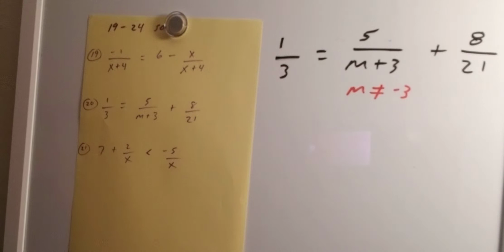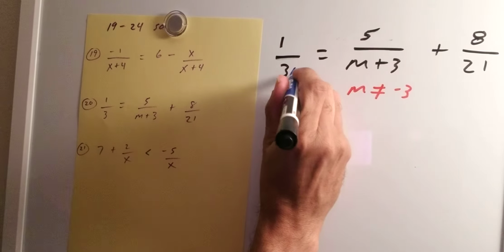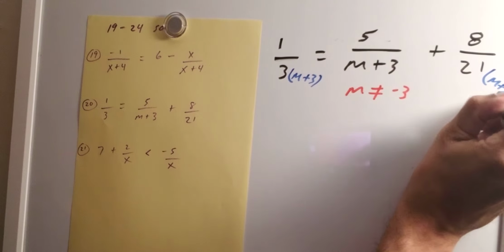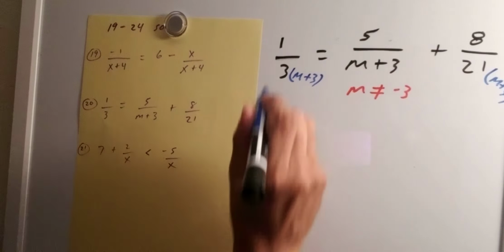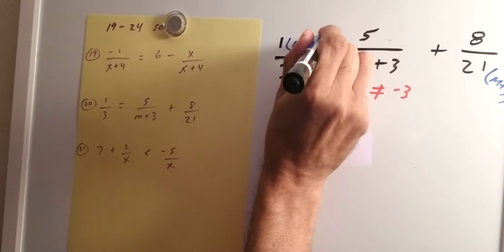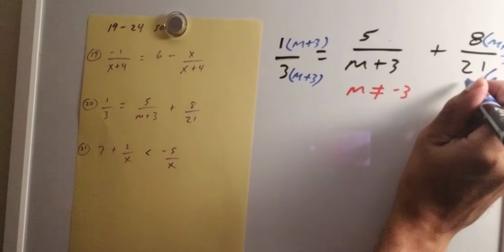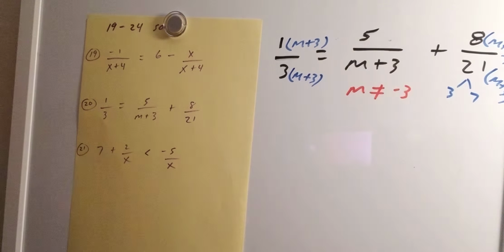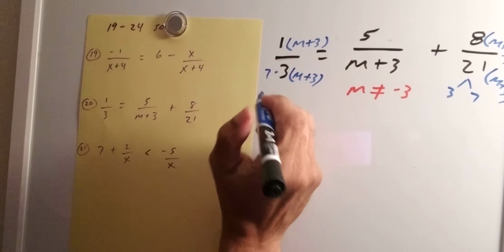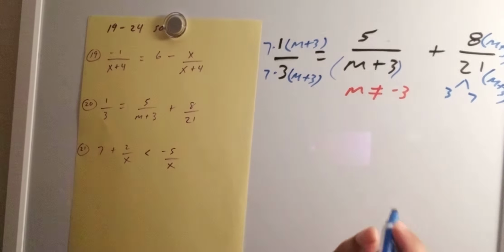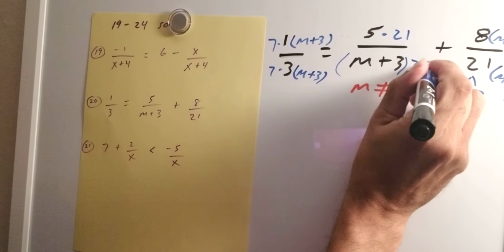Now let's get common denominators. We need m plus 3 here, and we need m plus 3 here. Numerator needs to factor m plus 3. 21 is 3 times 7, so we still need a 7 as a factor here, and this needs 21. Good to go.